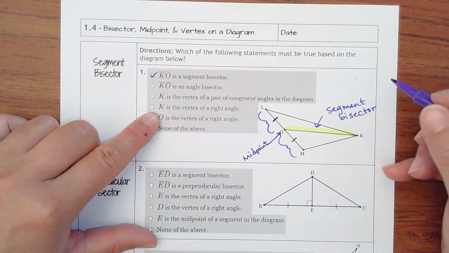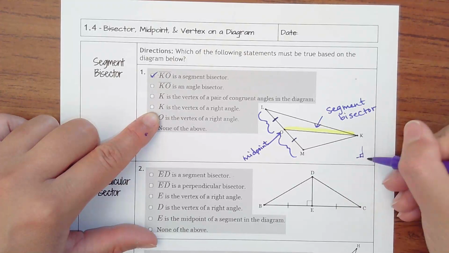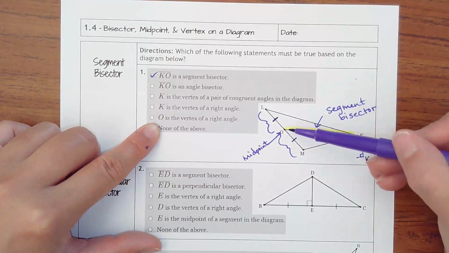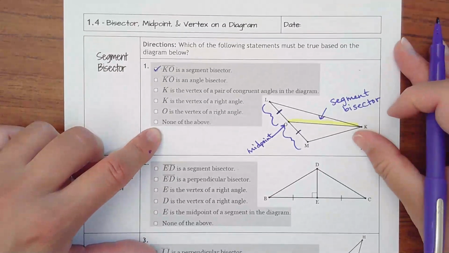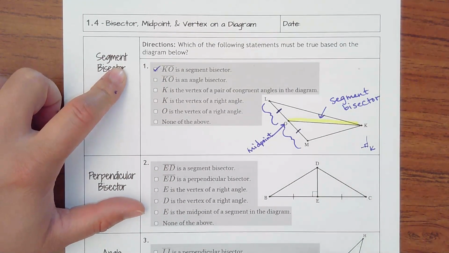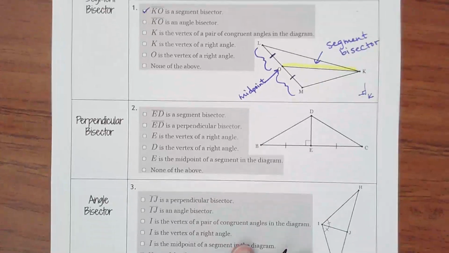K is the vertex of a right angle. Do you see a 90-degree right angle here at K? No. O is the vertex of a right angle. Do you see any right angle symbol there? No. And it's not none of the above. So all we can say is that line KO was a segment bisector. Could have also said maybe O is a midpoint. We would have chosen that.